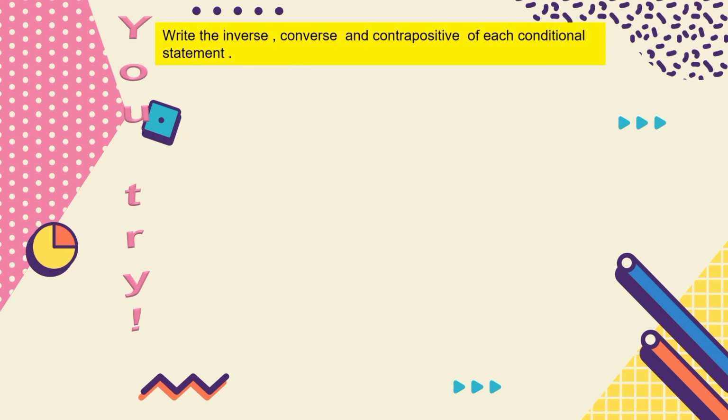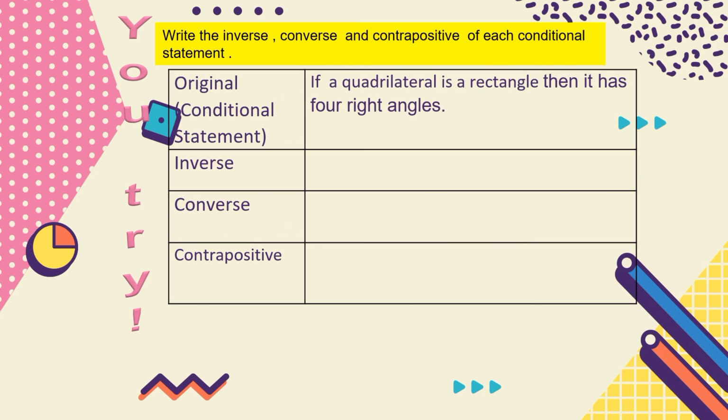Now, let us try some examples. You are asked to write the inverse, converse, and contrapositive of each conditional statement. Now, our given is, if a quadrilateral is a rectangle, then it has 4 right angles. Okay, you have to find the inverse, the converse, and the contrapositive of this conditional statement. Okay, so let us check your board.